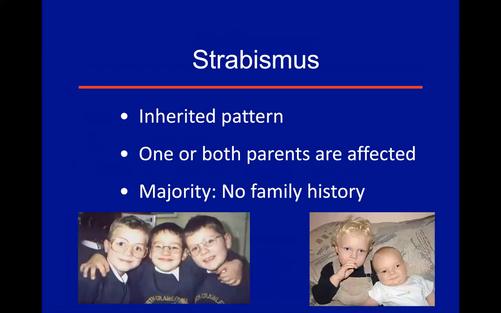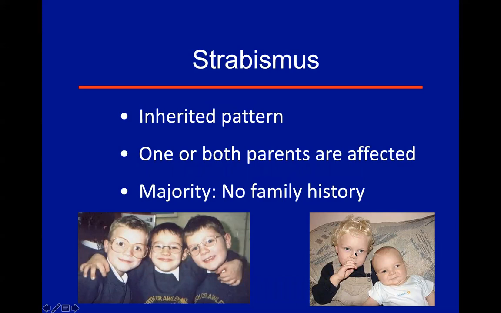There is an inherited pattern. We really don't know the details of it. We cannot identify it exactly, but usually one or both parents are affected, and sometimes siblings. These are all siblings who are all wearing glasses, and here are 2 other siblings, as you see. Here is the strabismus in this patient, and here is the strabismus in this patient.